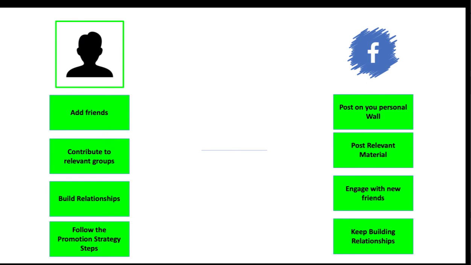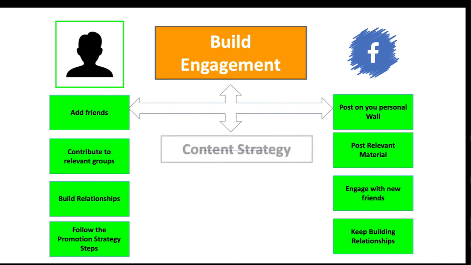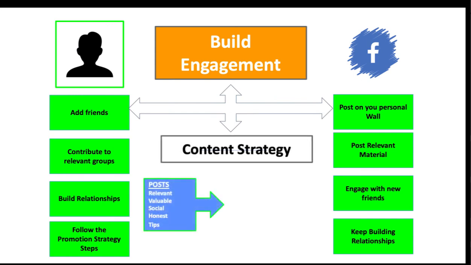Because this is social media, it's so crucial that you keep building relationships and you keep it very, very social. So these are the kind of ways that we actually build our overall engagement. Now, the content strategy we would use is your posts would be relevant, valuable, very social, you'd be very honest at all times, and you would provide lots of tips and lots of content that would help people before you ever try and sell them anything.